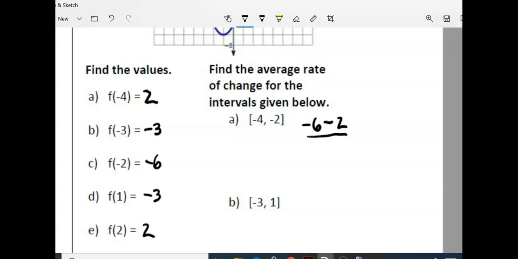And then we subtract their corresponding y values. I'm sorry, x values. So negative 2 was at negative 6, so we're actually just taking negative 2 and subtracting negative 4. So negative 6 minus 2 is negative 8, and negative 2 plus 4 would be positive 2, and negative 8 divided by 2 would be negative 4.